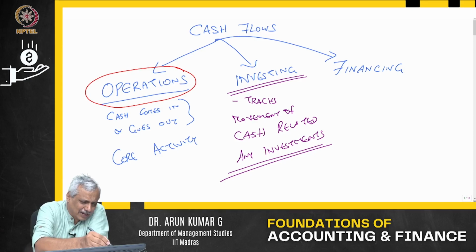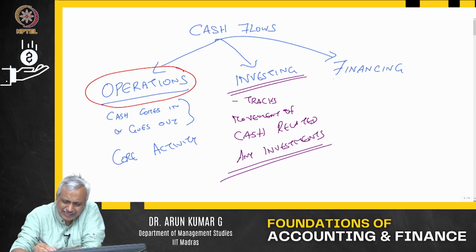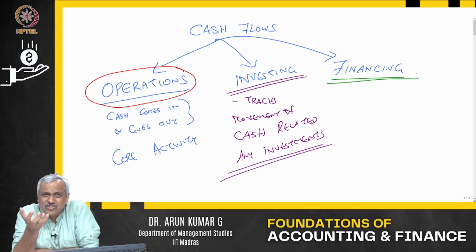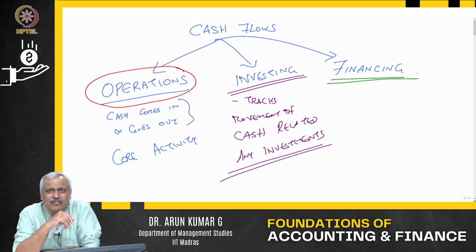The third basic aspect we talk about here is the financing activity. Sources of money for financing. I issue equity shares, cash inflow because of a financing activity. I borrow money from a bank, cash inflow because of a financing activity. I repay the loan that I have taken, cash outflow because of a financing activity. I pay interest on the loan, cash outflow because of a financing activity. I pay dividends to the equity shareholders, cash outflow because of a financing activity.